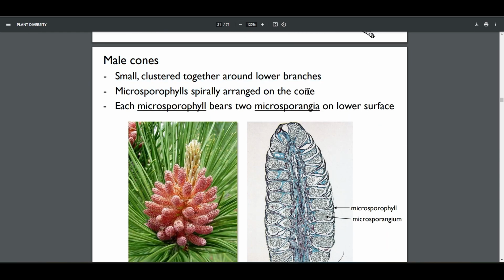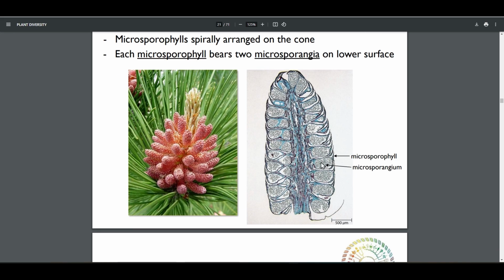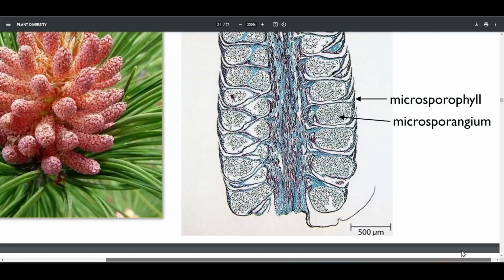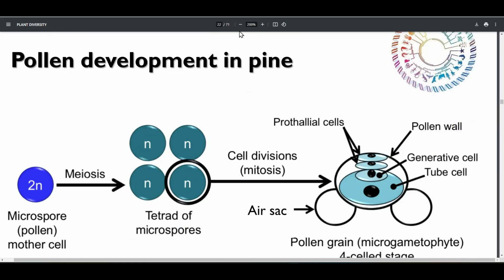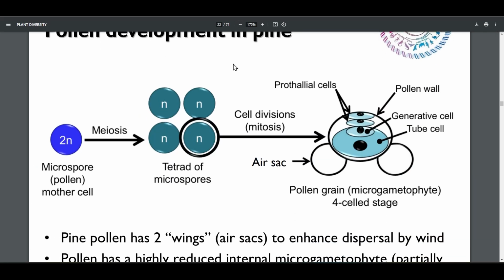All right, so now we'll talk about male cones. Male cones are very similar to the strobilus or strobili in the fern allies. They're small and clustered together around the lower branches, and the microsporophylls, the leaves, are spirally arranged on the cone. Each microsporophyll bears 2 microsporangia on its lower surface. So you can see here the microsporophyll with the microsporangium.